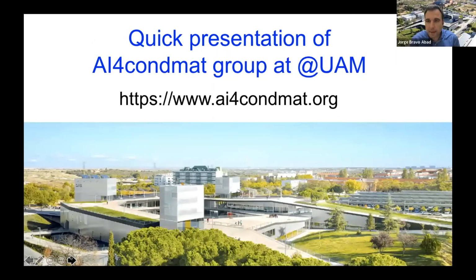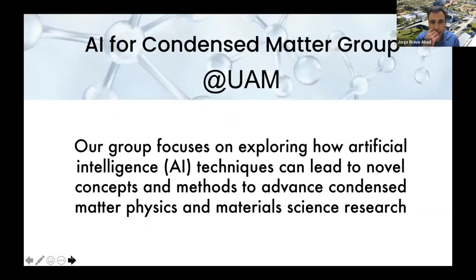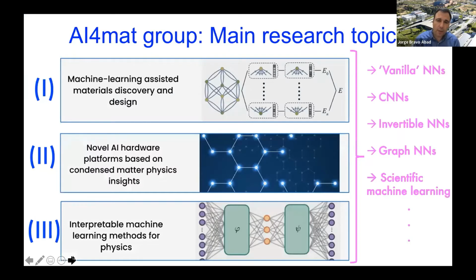First, let me provide a very quick introduction to my research group at Autónoma. We are a small research group exploring how AI techniques can accelerate and help advance condensed matter physics and material science research. We are working on 3 main topics these days. We are working on machine learning assisted material discovery and design. We are working on novel AI hardware platforms based on our condensed matter physics insights. And we are working on a 3rd topic that has been a lot of fun: trying to open the black box of deep learning methods, trying to understand how they work so well and what we can do to tweak them a little bit.